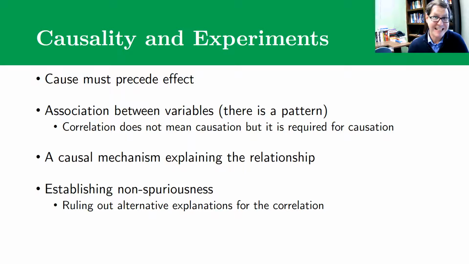We need a story that we can tell, a causal mechanism behind that. And the tricky one, the one that really causes research methodologists to scratch their head, is how do we establish non-spuriousness, which is a fancy way of saying, how do we show that we've identified the correct causal relationship and it's not something else that's driving that pattern, that we've ruled out those other possibilities.